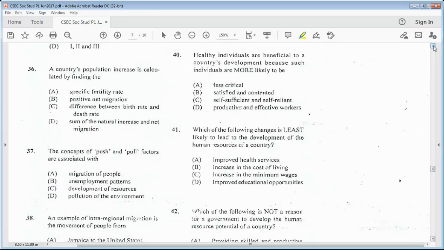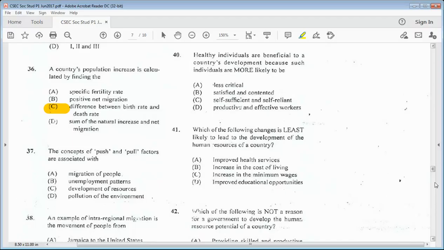It says, a country's population increase is calculated by finding the A, specific fertility rate, B, positive net migration, C, difference between birth rate and death rate, D, sum of the national increase and net migration. So the country's population increase is calculated by finding the difference between the birth rate and the death rate. So, and options C, let's move on to 37.